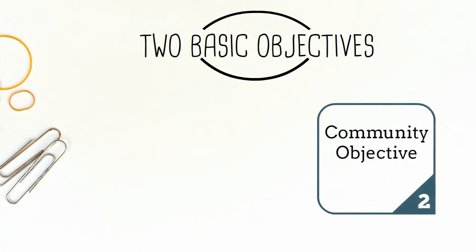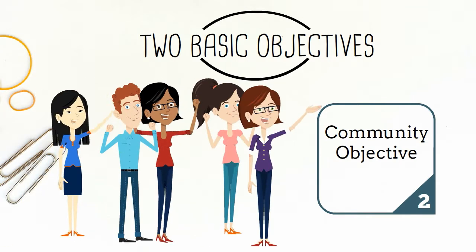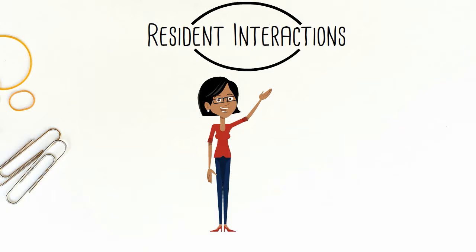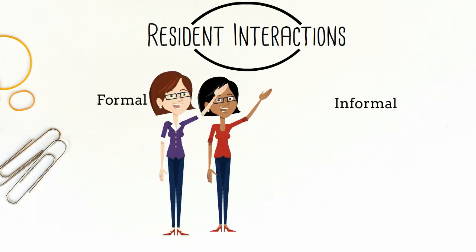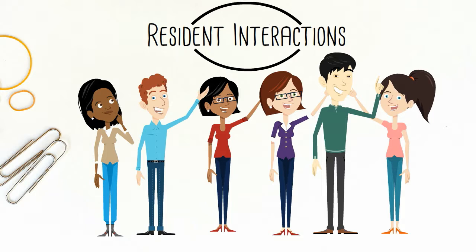Second is the community objective, which says that RAs will provide opportunities for residents to make connections and interact in their, you guessed it, communities. Interactions can be both formal and informal and can occur on an individual, small group, or large group scale. Creating these connections is necessary for a safe and healthy community to thrive.